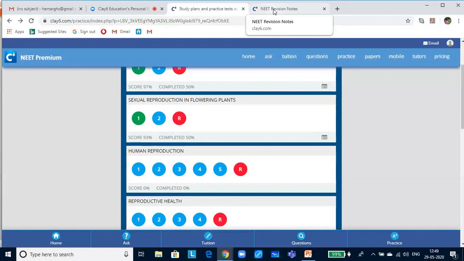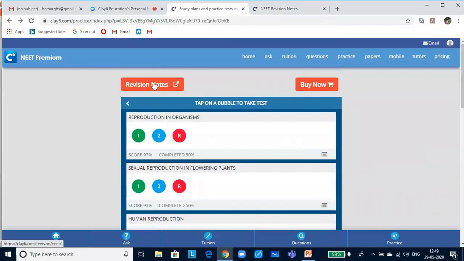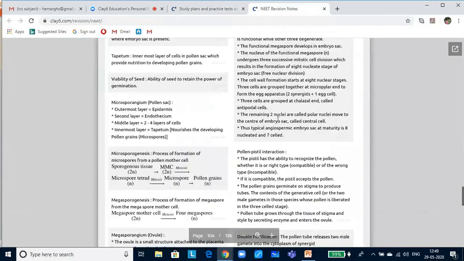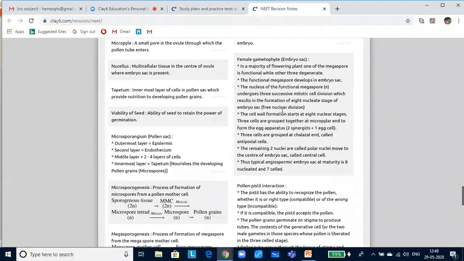I would suggest going in for the tests as an additional asset for your preparation. And now if you look at this feature here, the revision notes, it will open into a PDF file, and this PDF file has around 135 pages. If you look at the PDF file, you will realize that it is summarized very clearly from your 11th and 12th portions, and it will be easy for you for a quick revision.